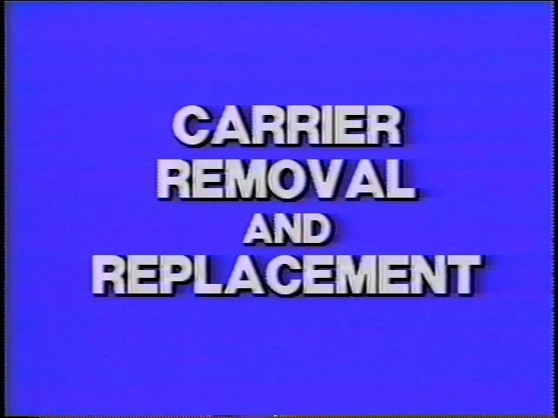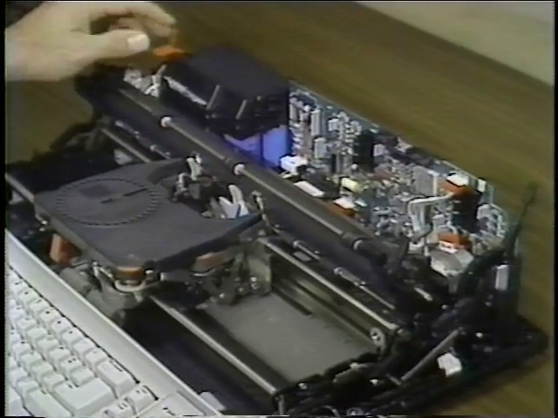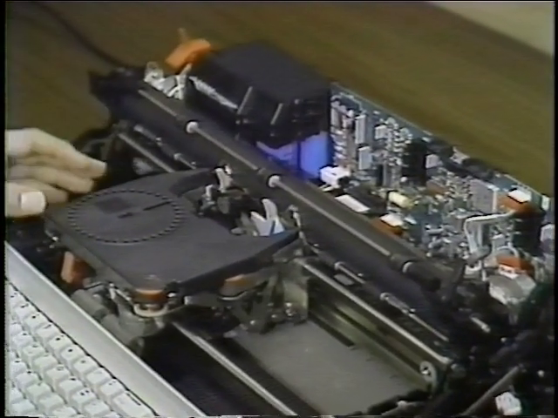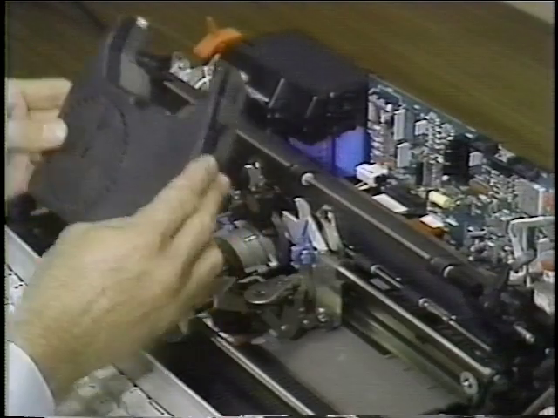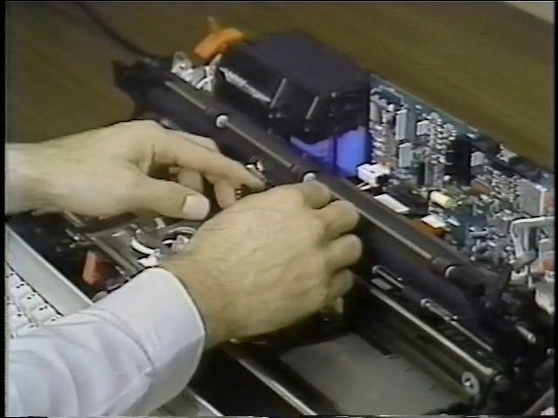This section covers carrier removal and replacement. Let's start by learning how to remove the carrier, the selection plate, and the homing flag. To remove the carrier, start by turning the machine off and removing the ribbon and tape cartridges and the print wheel.